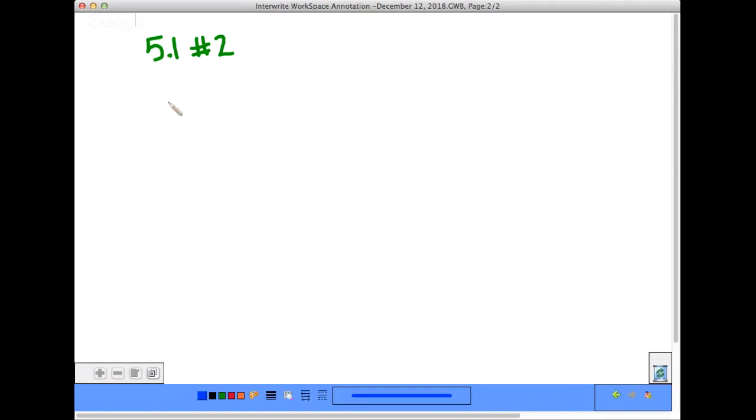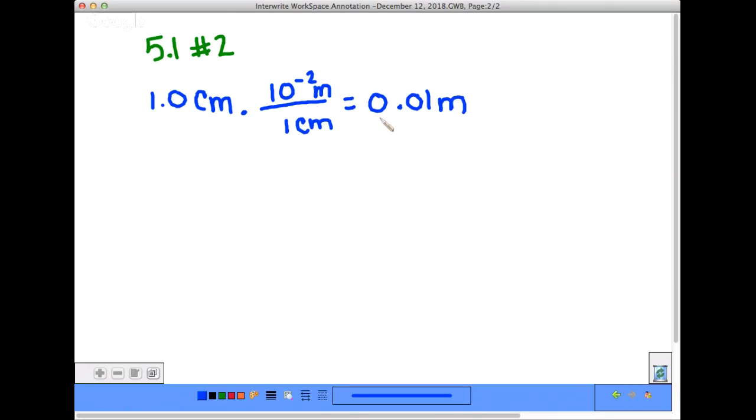The first thing is that we're given 1 centimeter, and it says that it's our wavelength, so we need to first convert this into meters. Whenever we're doing this, we do have to convert things into meters. So 10 to the negative 2 meters equals 1 centimeter, which ends up equaling 0.01 meters. Now that we have that converted, we can plug this into our equation.